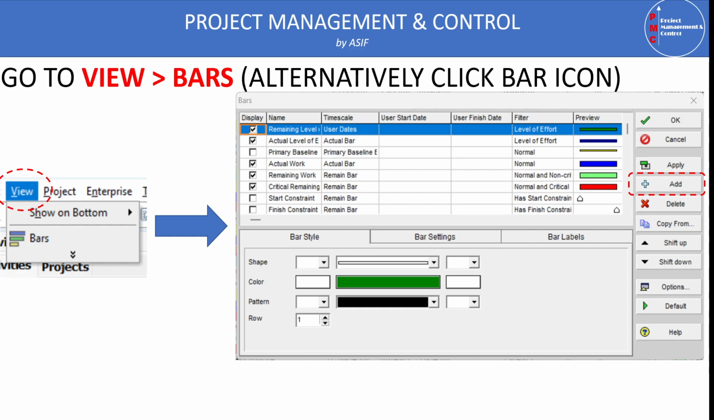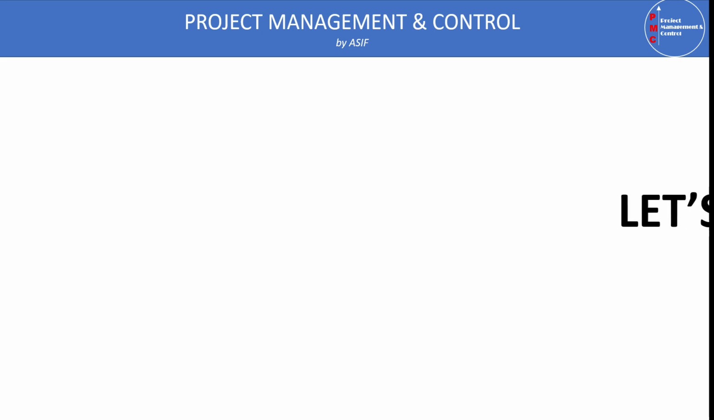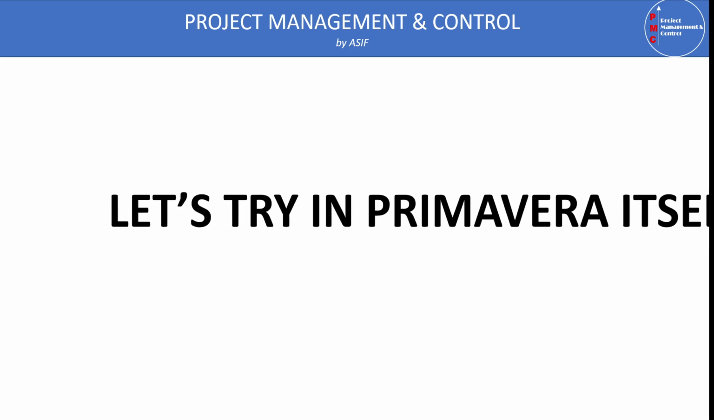So when you want to show different bars at the same time, you have to make this hierarchical arrangement from here, or you can select the row number from the bottom. In this case, you can show different bars at the same time. Now let's see all this in Primavera P6 itself. So let's open the program.